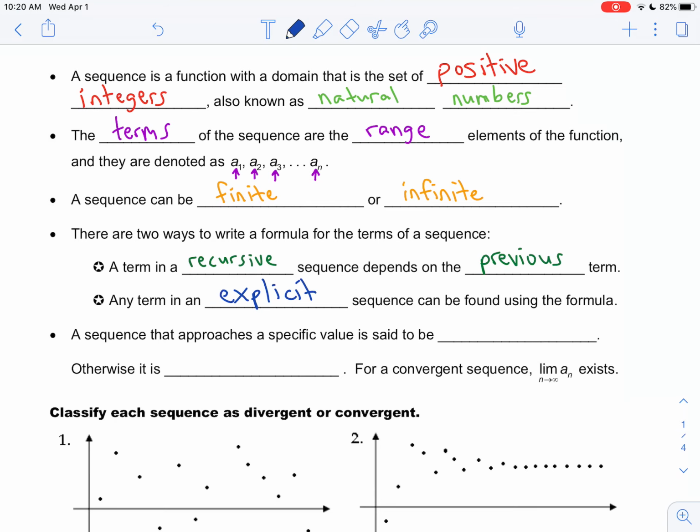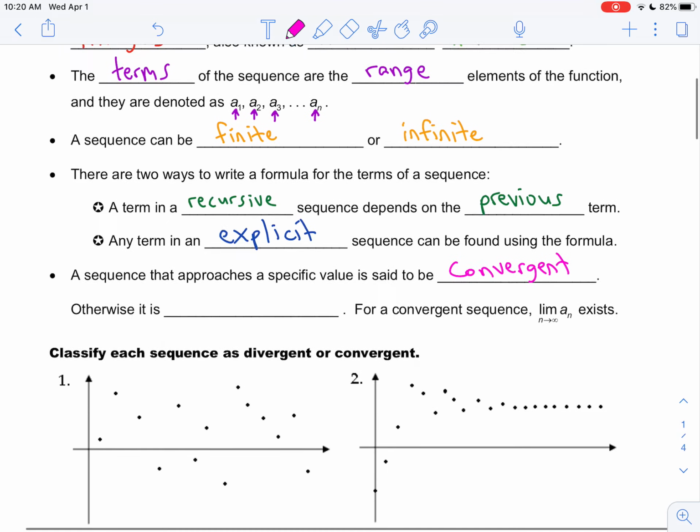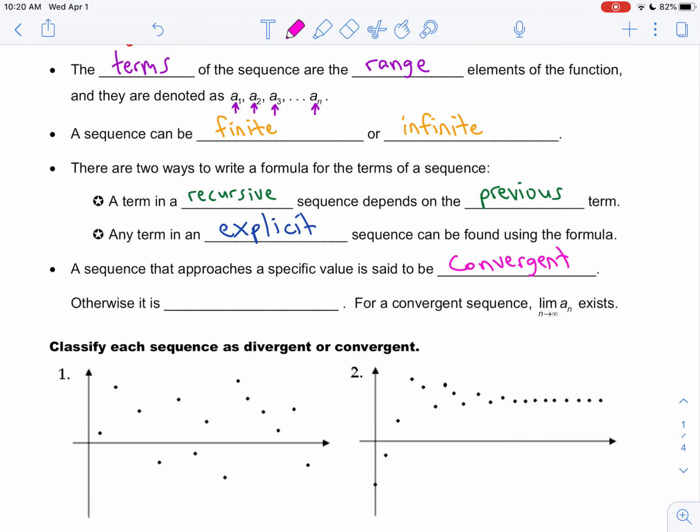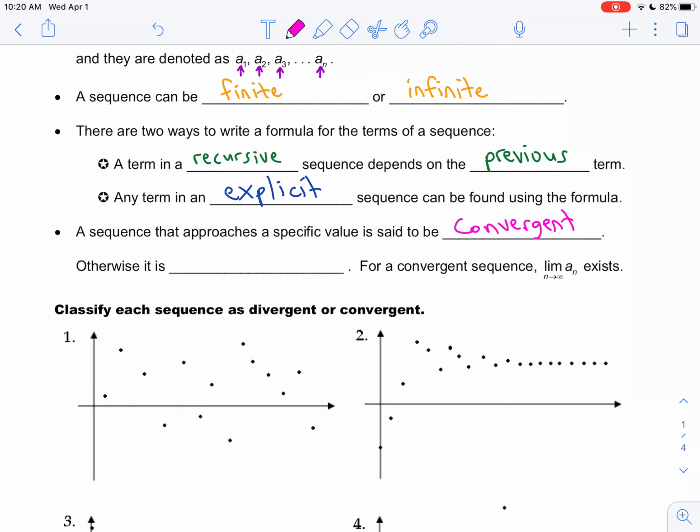All right, last bullet point here. If your sequence, your list of terms, is approaching a specific value, sometimes it's 0, sometimes it's a positive number, sometimes negative, there's no rules on that, it is called convergent. It's converging to a single number. But sometimes the numbers alternate back and forth between positive and negative, and they get farther and farther away from 0. Sometimes they might seem random and they don't get close to any number. Sometimes they'll shoot straight up to infinity or negative infinity, and that is divergent.